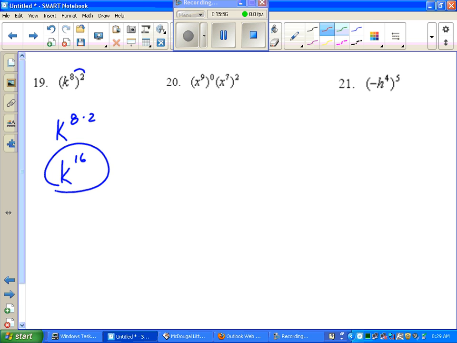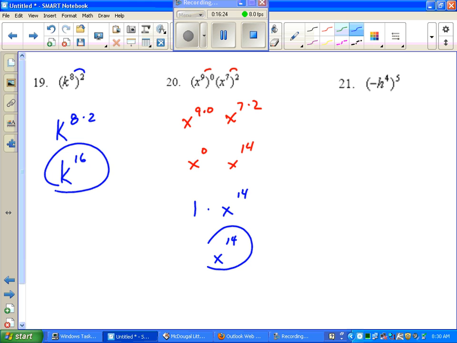X is being raised to the 9th and also to the 0 power. That means x to the 9 times 0. Anything to the 0 is x to the 0 power. Do the same thing with the other x. X to the 7th squared means x to the 7 times 2. X to the 14th. So you have x to the 0 power, which is the number 1, times x to the 14th, which we can't do anything with to simplify that x to the 14th.